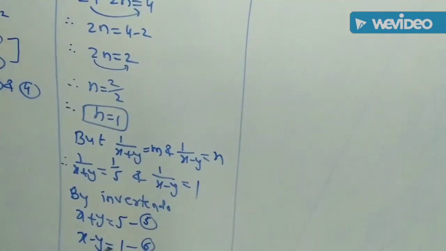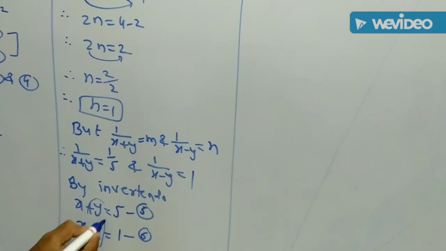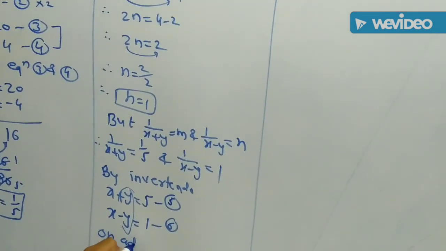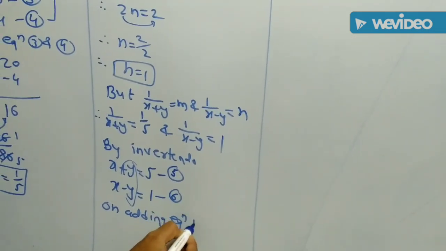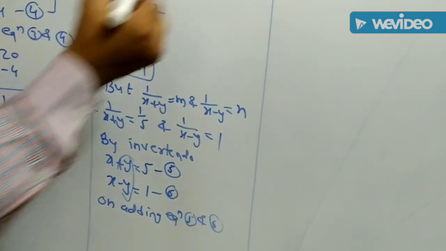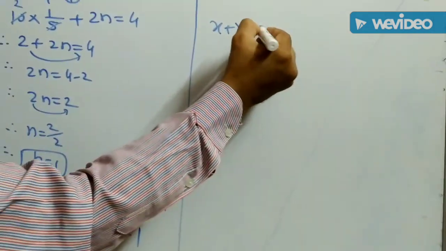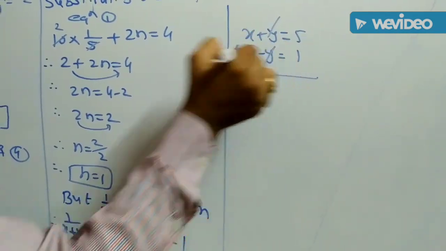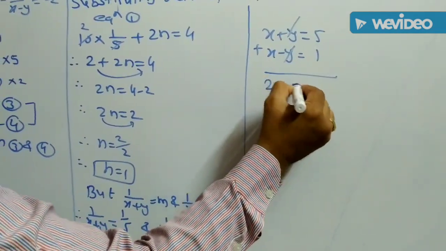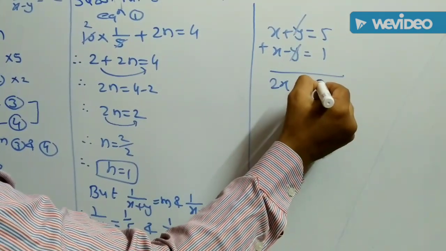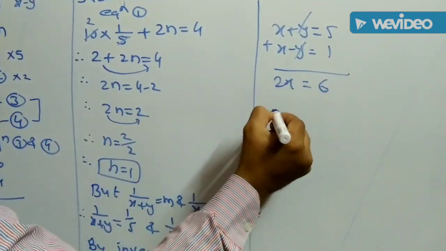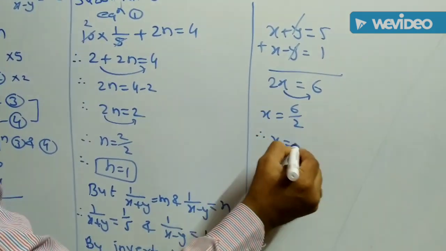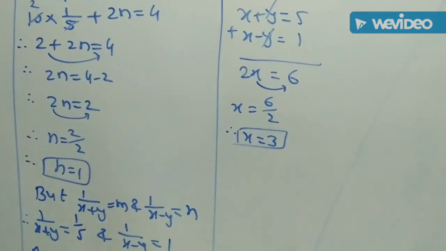Reciprocal of 1 upon x minus y is x minus y, reciprocal of 1 is 1, equation number 6. Now if we see the coefficients of y are the same in 5 and 6, signs are different, and therefore we take addition. On adding equations 5 and 6, we get x plus y is equal to 5 plus x minus y is equal to 1. Now plus y minus y gets cancelled. x plus x, that is 2x. 5 plus 1, that is 6. Now to find the value of x, multiply 2 gets converted to division. 6 upon 2, that is 3.